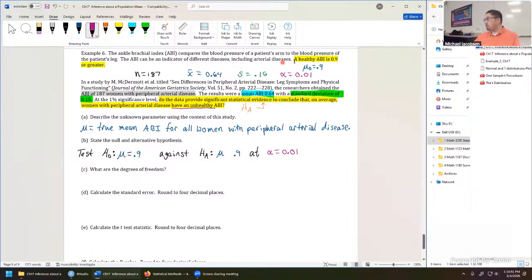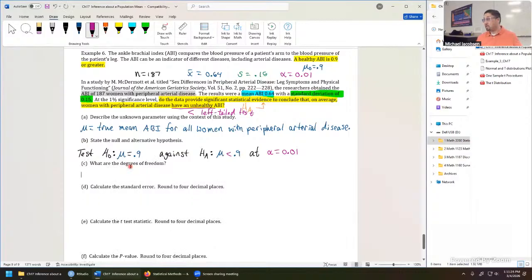We can use the information above where it says healthy is at 0.9 or greater. So you might have went greater than or equals to 0.9 in this null, which would have been fine. But that means having an unhealthy ABI means we're going to use a less than symbol for a left-tailed test. So less than will go right here in our alternative. So we're done with those parts. This is sometimes the hardest part about statistics itself, just saying what the parameter is and saying what the hypotheses are. Any questions or comments at all, folks, getting this down on paper?